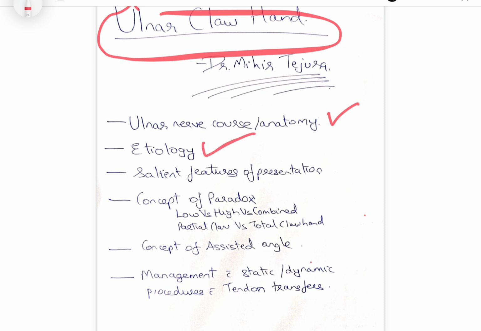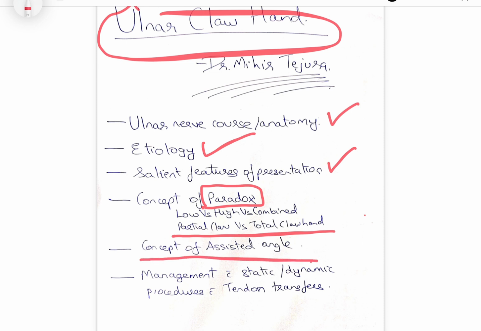We are going to discuss the salient features of how ulnar claw hand presents to the OPD room. We are going to discuss in detail the very interesting concept of the ulnar paradox. We are going to discuss low vis-a-vis high vis-a-vis combined ulnar claw hand, ulnar nerve palsy. Okay, and we are going to discuss the partial versus total claw hand concept. We are going to discuss the very interesting concept of Assisted angle.